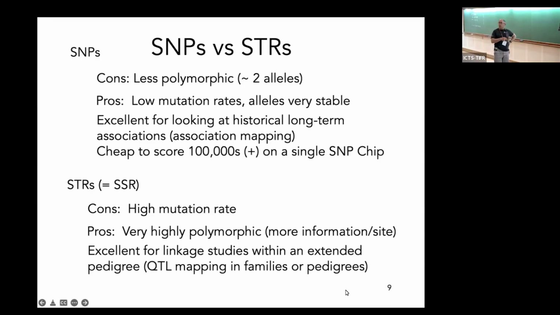People often have panels of STRs around from previous work, in which case they're useful. These are great for looking at population structure. They're not good for doing fine mapping over many generations.